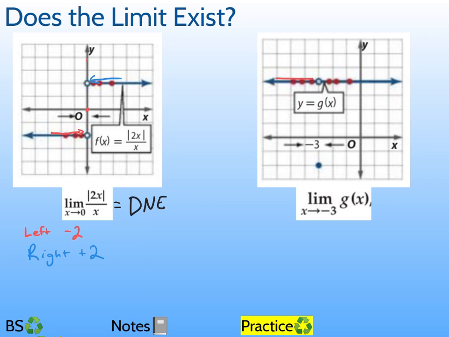Now we can do the same thing over here for x equals -3. So for x equals -3 from the left, it appears we're approaching 4. And from the right, it's also approaching 4. Which means that the limit of g of x here is just 4 as x approaches -3.